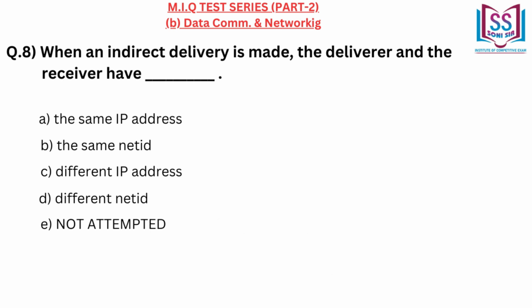When an indirect delivery is made, the deliverer and the receiver have ____. A. The same IP address. B. The same net ID. C. Different IP address. D. Different net ID.